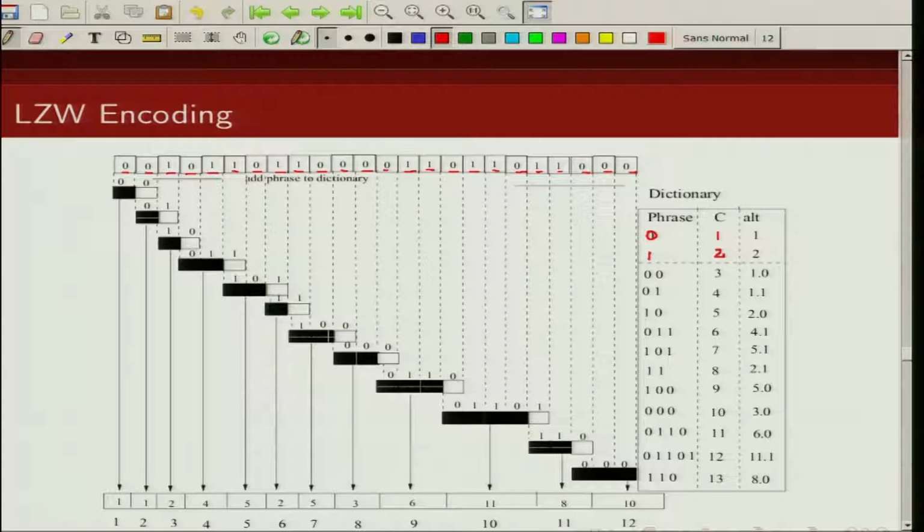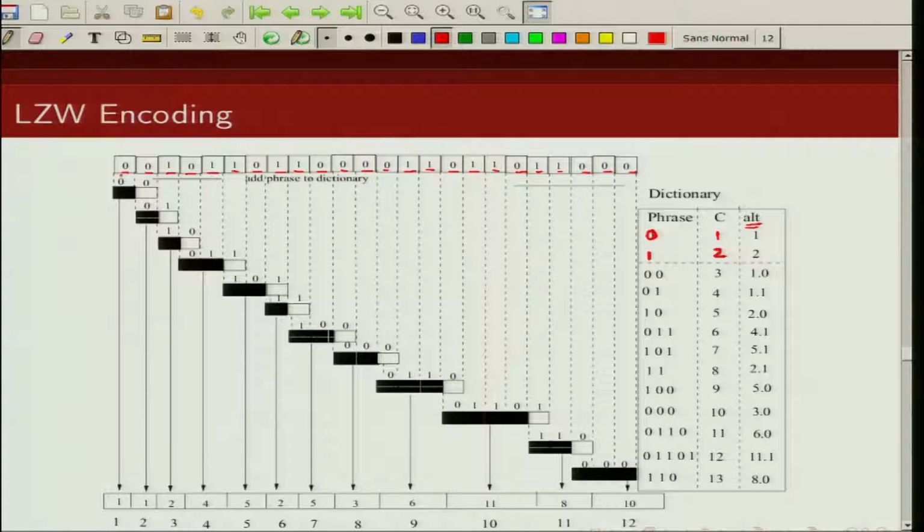Okay. Alternate representation I will talk about in a little while. Let me first complete this table. So the two length 1 sequences are 0, which is indexed by code word 1, and phrase 1, which is indexed by code word 2. So initially my dictionary will contain 0 and 1.